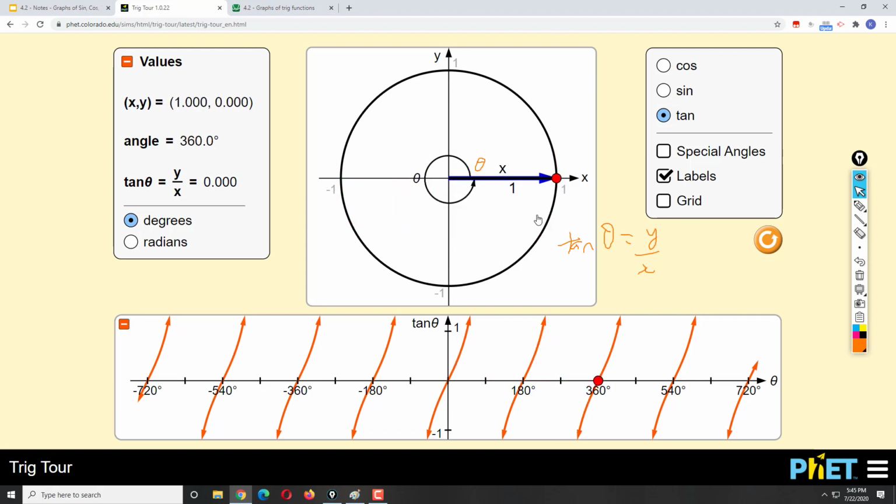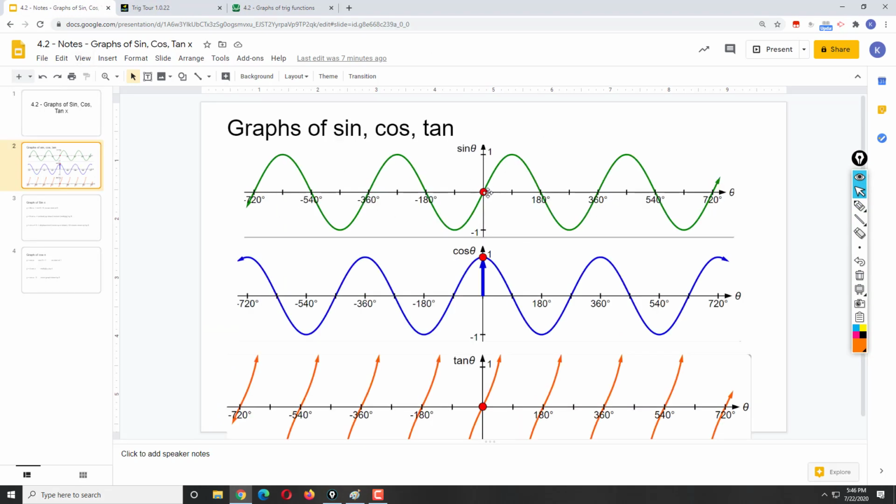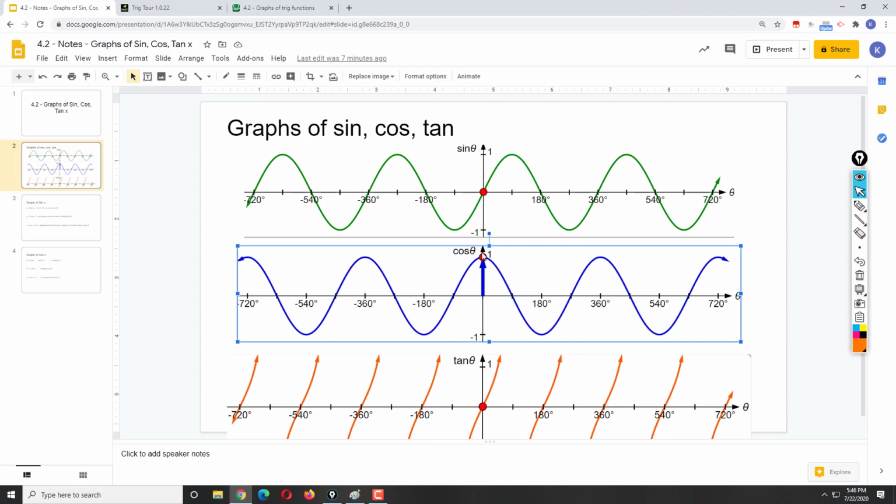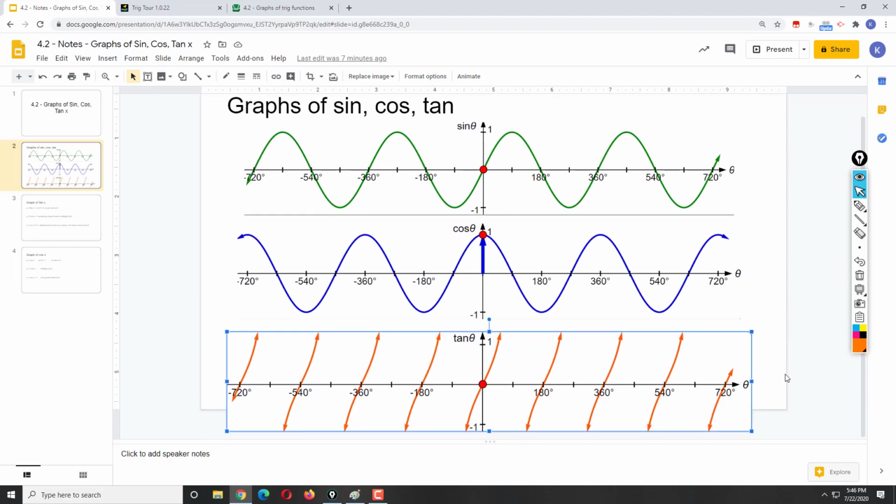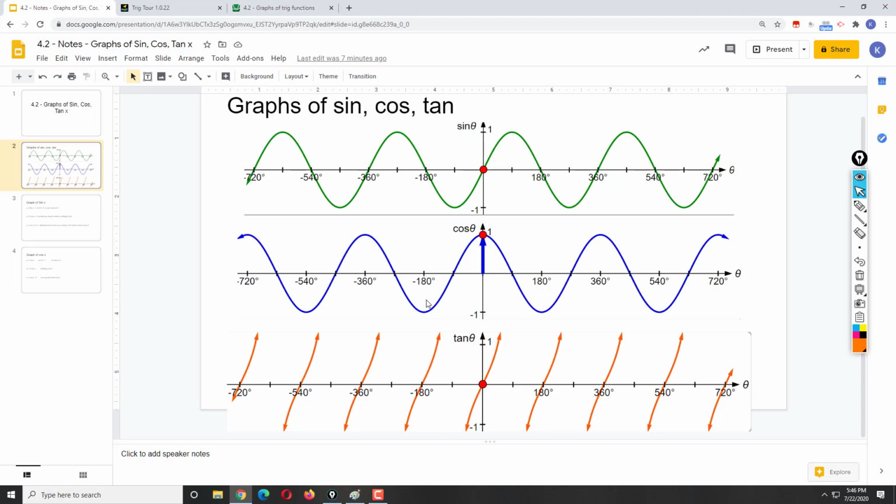So the graph of tangent looks like this. It starts out at 0, goes to positive infinity, and then comes back from negative infinity back to 0 and so forth. So the graph of tangent looks very different from the graph of sine and cosine. To summarize, sine starts at 0 without any phase shift. Cosine starts at the maximum, and tangent looks a little different. This will help us in the next video, in the next lesson.